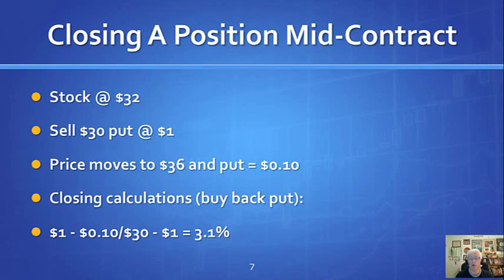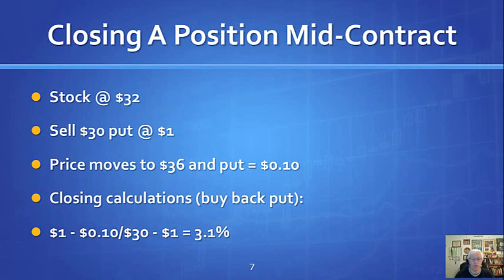Now, there are times that we're going to close a position mid-contract, and that information is detailed in my books and DVDs in the exit strategy chapter. What we're going to do here is give you an example, because as the price of a stock goes higher, the value of the put goes lower. Remember, the put buyer has the right to sell at the strike price. If the current market value of the stock keeps going higher and higher, the value of that put option goes lower and lower. So let's make a hypothetical example here.